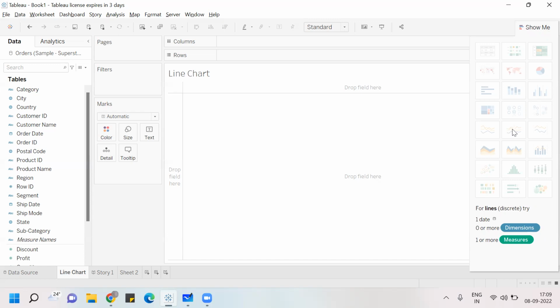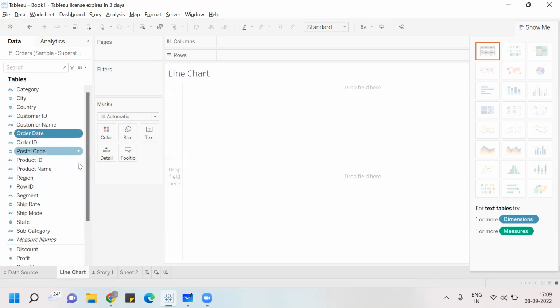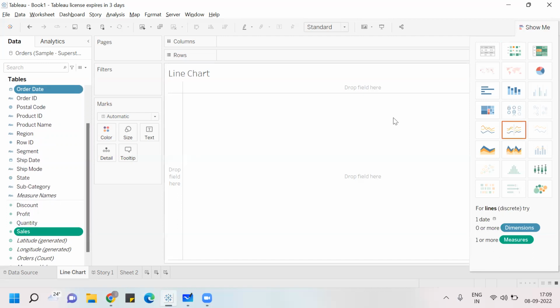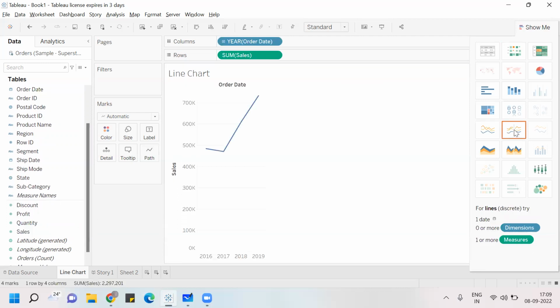So on the basis of dimension, I need one date. What dates do I have? Order date, and I have ship date. Let me take order date as a dimension, and let me take sales as a measure, and then I'll click on discrete line diagram. So here I got the discrete line diagram.